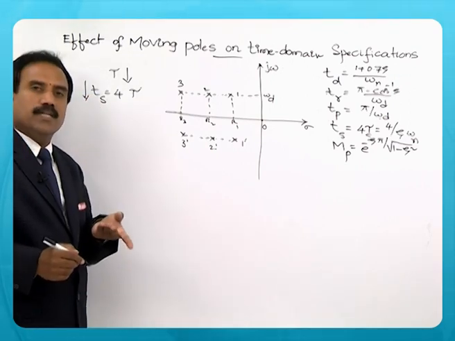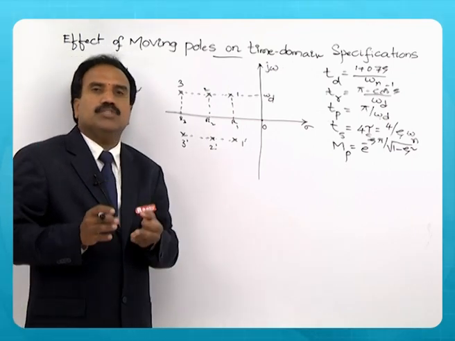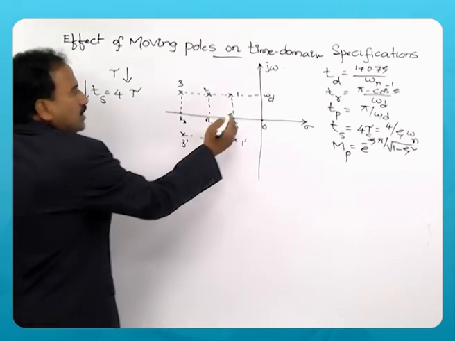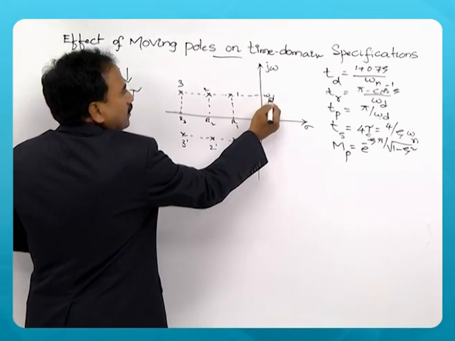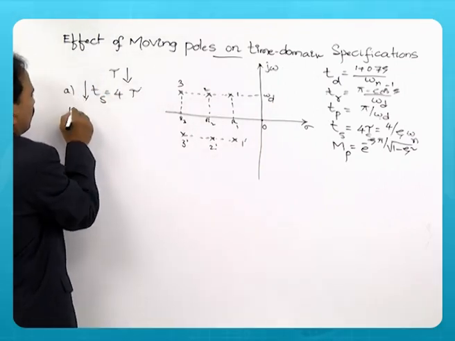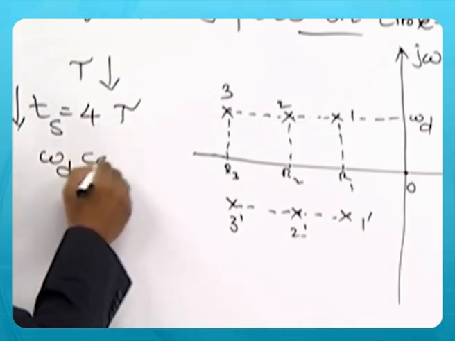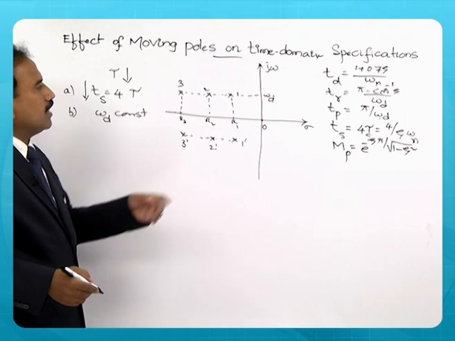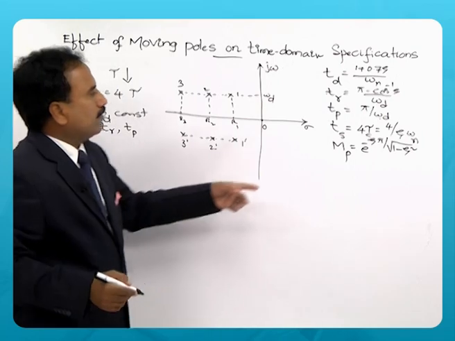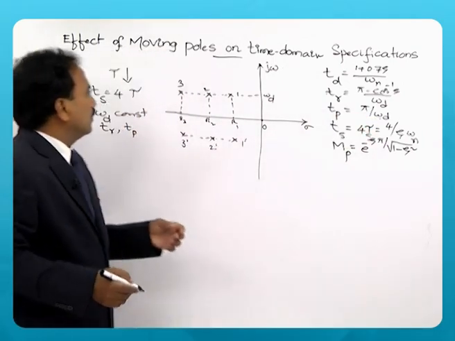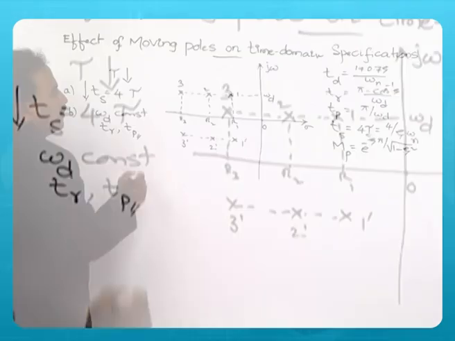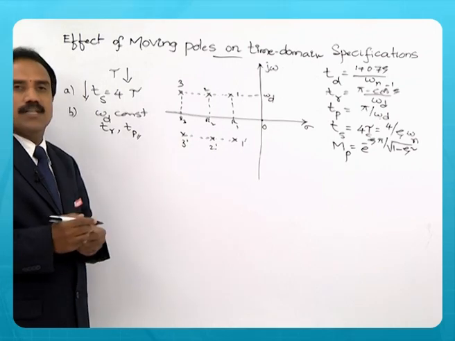So this is a good sign, that the time required for the response to reach and stay within the tolerance limits got reduced. Now you can see the second effect: the imaginary part is not changed, which means omega d is constant, no change in omega d. When omega d is constant, rise time and peak time, which depend on omega d, remain almost constant. So no change in the peak time because omega d is constant.